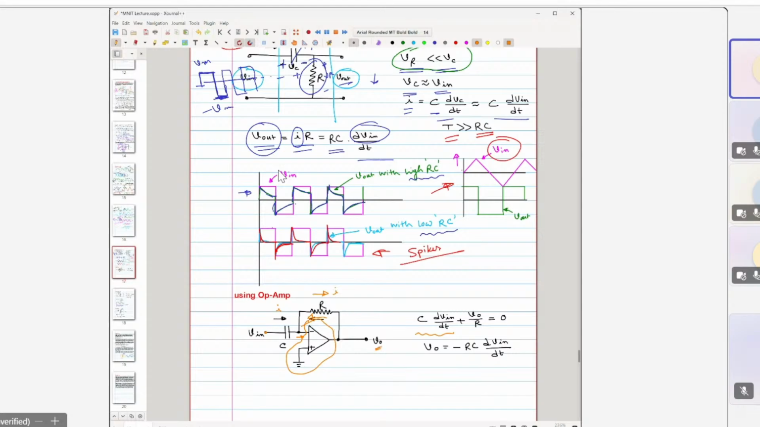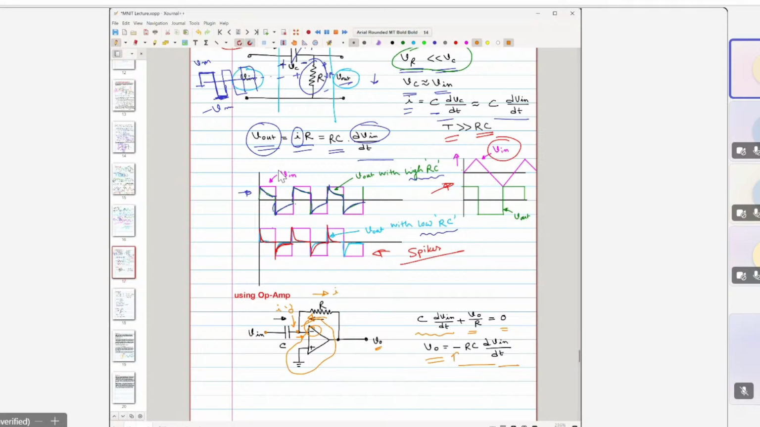If we say this is I, then considering this V out, because of the virtual ground concept, this potential can be treated as 0. So it is V0 minus 0 by R. That is equal to the capacitor current because there is no other current. That gives V out equal to minus RC dV in by dt. It is obvious because you are connected to the inverting terminal, so you can expect an obvious minus sign.